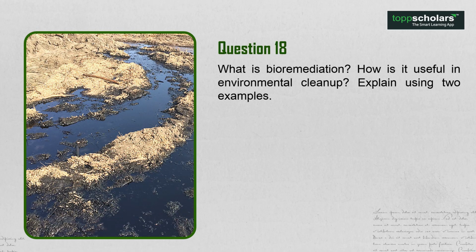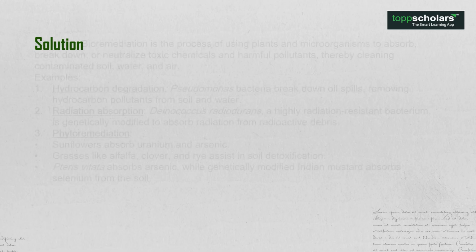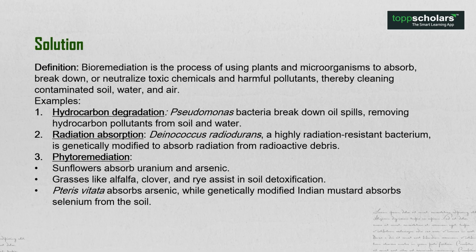Question 18. What is bioremediation? How is it useful in environmental cleanup? Explain using 2 examples. The correct answer is, definition. Bioremediation is the process of using plants and microorganisms to absorb, break down, or neutralize toxic chemicals and harmful pollutants, thereby cleaning contaminated soil, water, and air.